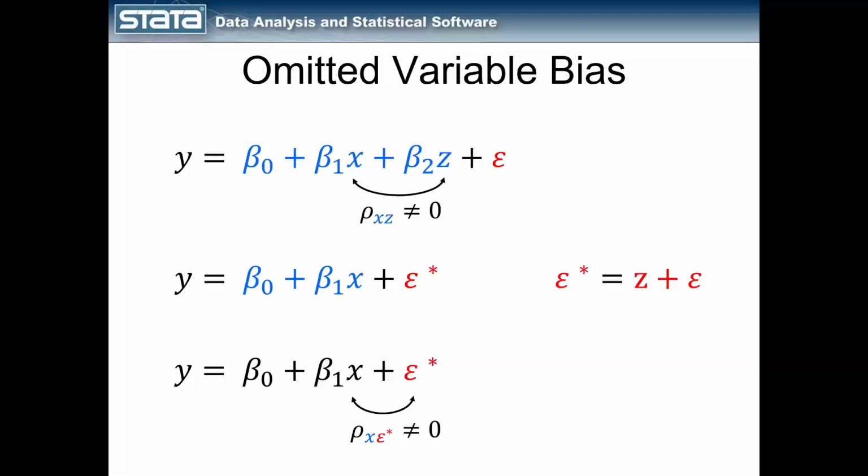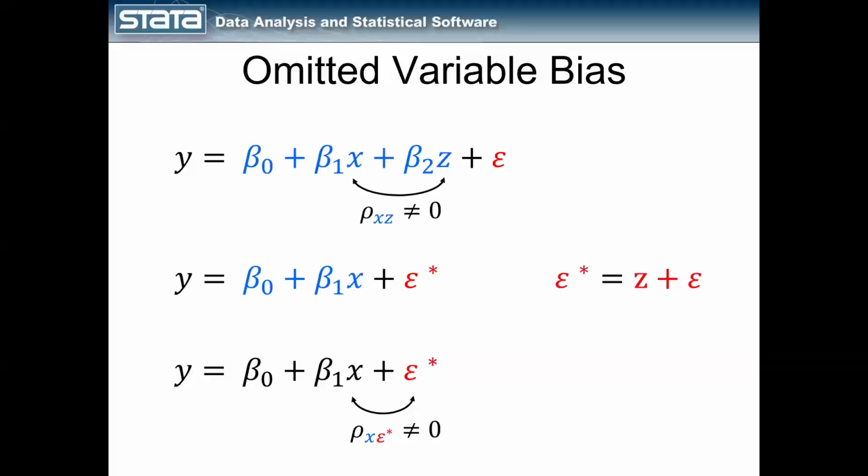Well, if Z is correlated with X and Z is now part of error star, by definition, the error term and X have to be correlated because Z is now part of that error term. So that's one way that you can end up with endogeneity. There are others, and we'll save those for another day.